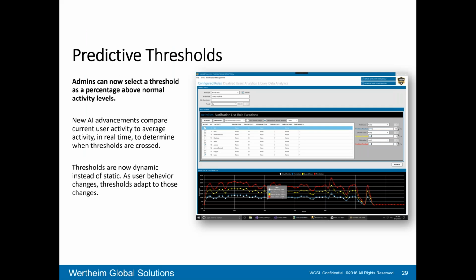This is what the predictive threshold screen looks like. It's much prettier. Down at the bottom, you'll actually see a graphic that shows you activity over time. Red is the high level this person has performed this activity. The yellow is the average, and the white, I think that's white, or maybe a dark gray or light gray, is the number of the average activity for the low end of what they've done in that period.